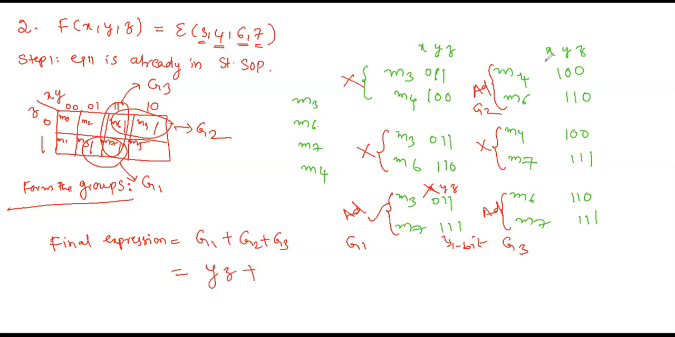Coming to G2, which one is differing? Y is differing, so strike off. X value is 1, so X itself; Z value is 0, so complement. G3: here X, Y, Z. Z value is differing, so strike off. X, Y remain. This is case 1. Consider it as case 1.